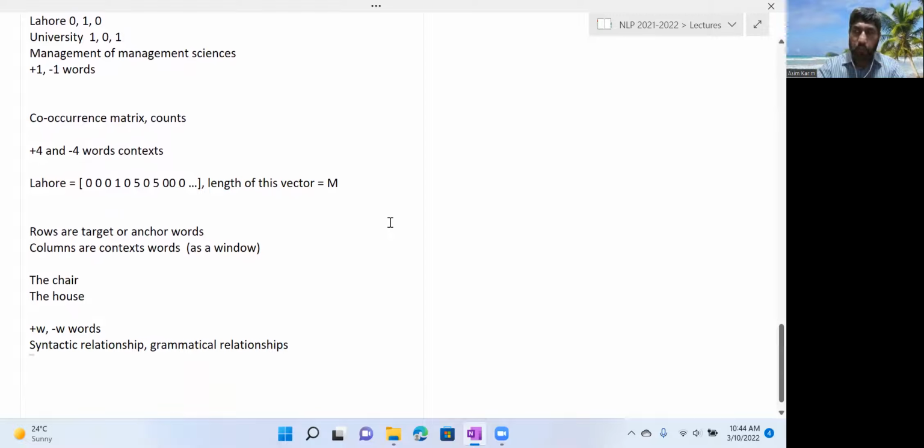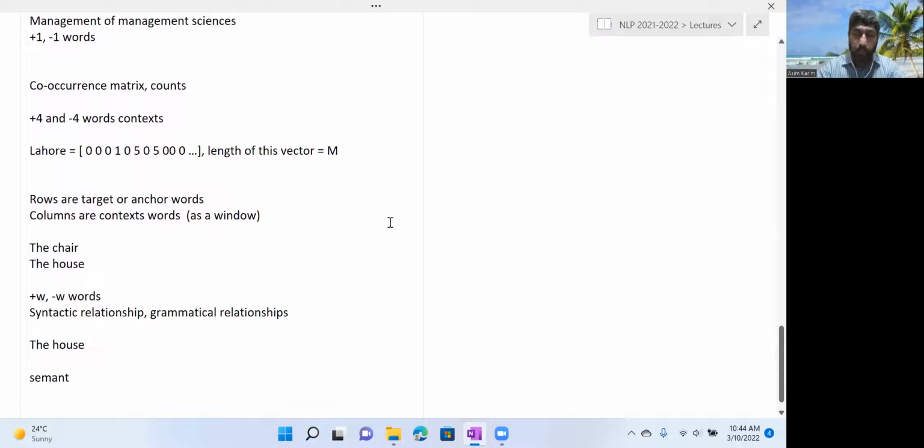So what happens in syntax is, like I said, the determiner always comes before a noun, house for example. So you will capture these kinds of relationships more, and they will be prominent in our representation if your window size is small. But as you increase the window size, then greater semantics information is also captured. So as window size increases, greater semantics are also represented.